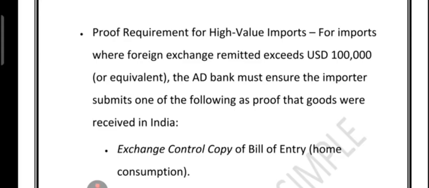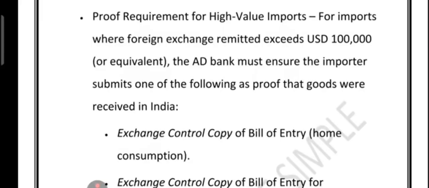So your bank must make sure that you submit proof. What could be the proof for it? This proof could be the ECC, the exchange control copy of the bill of entry for home consumption. The proof could be the exchange control copy of the bill of entry for warehousing. The proof could be a custom assessment certificate or a postal appraisal form. That is for goods that come in by post.